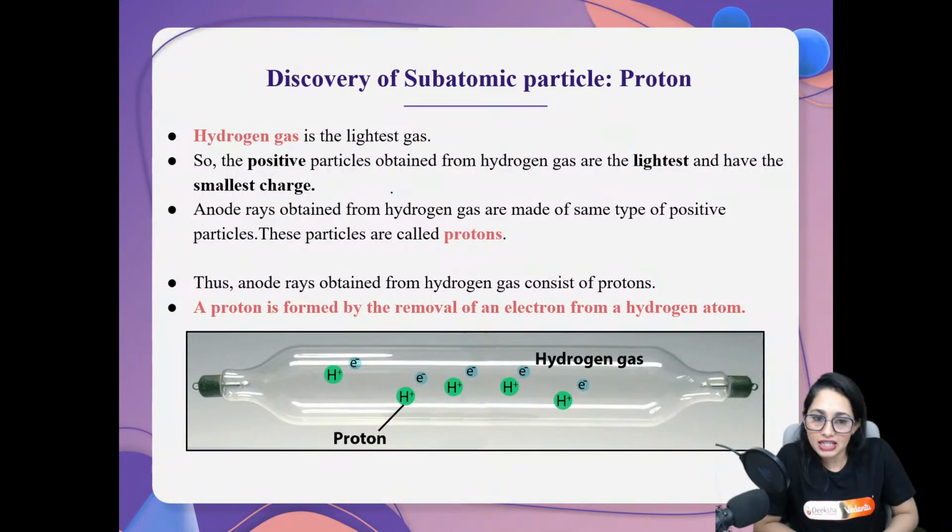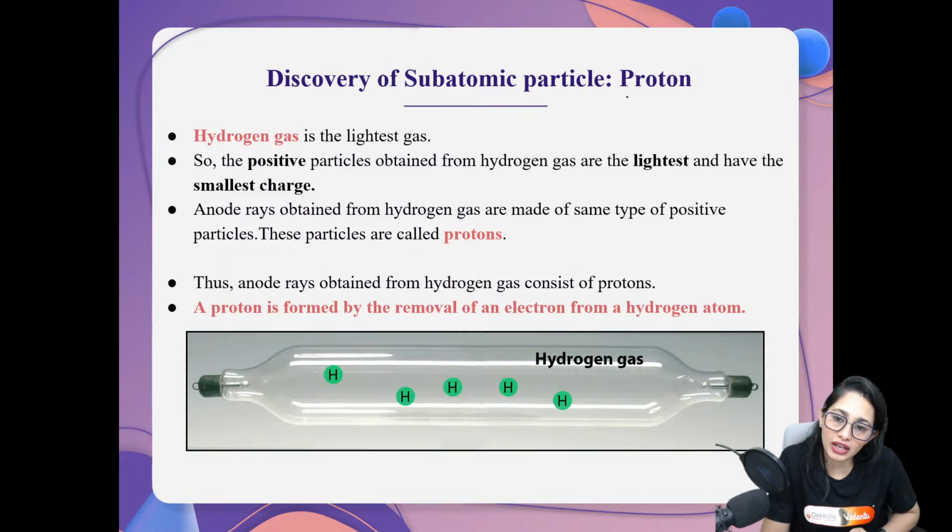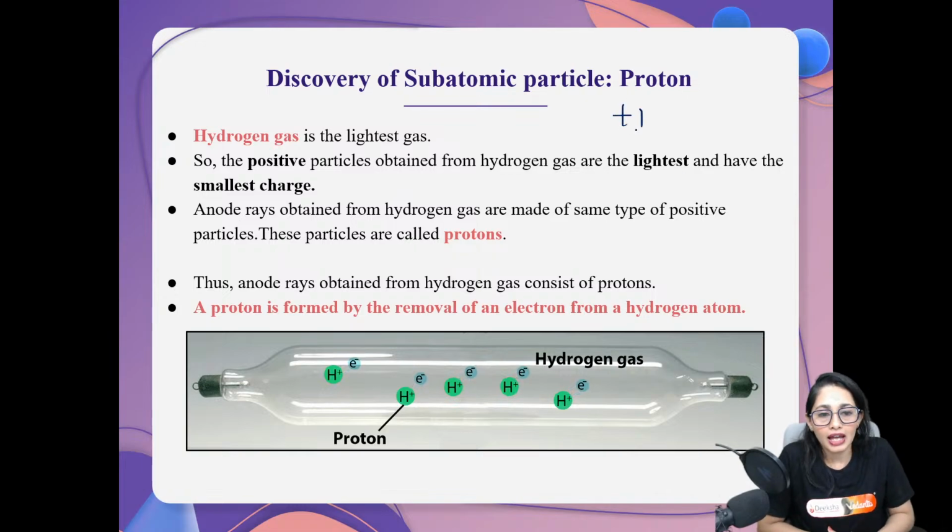So hydrogen gas is the lightest gas. We all know that because the atomic number of hydrogen is 1. So the positive particles obtained from hydrogen gas are the lightest and have the smallest charge, just +1. Anode rays obtained from hydrogen gas are made of the same type of positive particles. These particles are called protons. So this is how he discovered protons. Thus, anode rays obtained from hydrogen gas consist of protons.